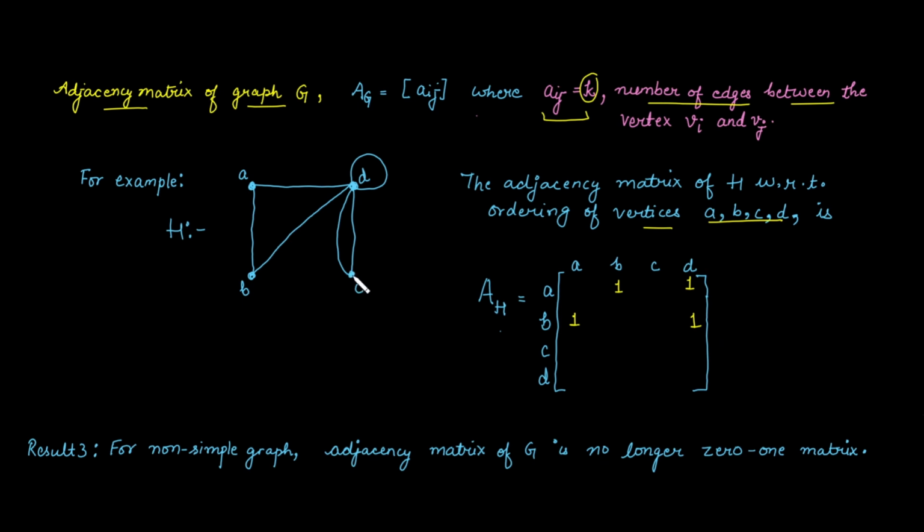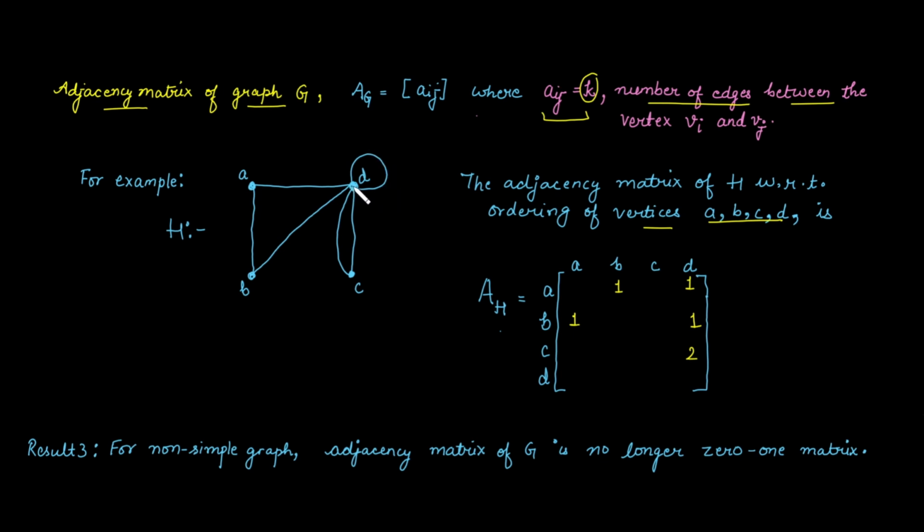C is adjacent to D, and it is adjacent 2 times. So we can write here that C is adjacent to D 2 times. Next, D is adjacent to A, B, C, but it is also adjacent to D.